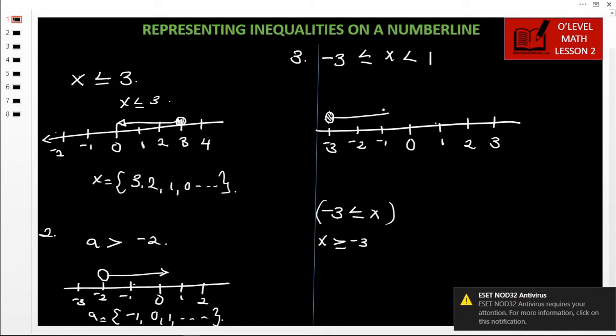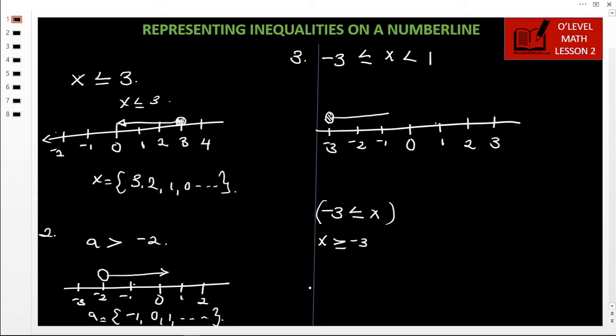Then we have another inequality, that is x is less than 1, meaning numbers that are less than 1, so we have another boundary point at 1. This one is not inclusive, and they are telling us that x is less than 1, so the numbers that are less than 1 are not this way. 2 is greater, 3 is greater, so they are coming this way.